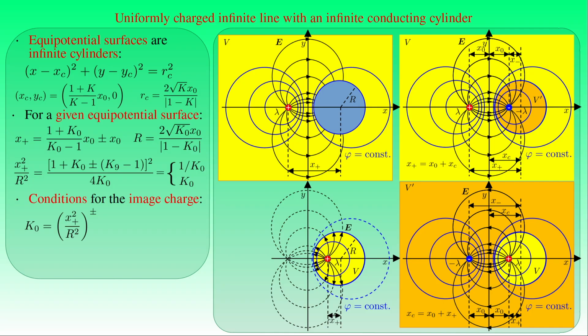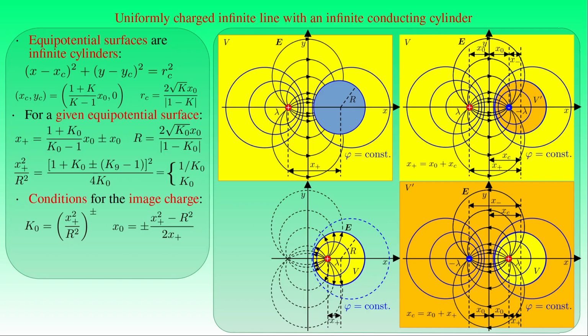The second condition holds for the distance x0, which we obtain by inserting the first condition into k0 appearing in the square of the radius r and solving the result for x0. Then we can write that x0 is given by plus or minus (x sub plus squared minus r squared) over 2 times x sub plus.